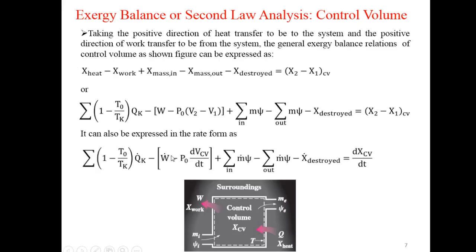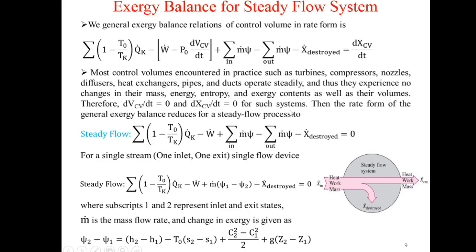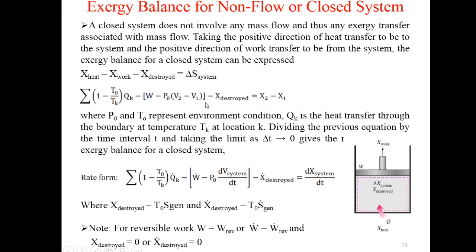In the case of a control volume, you can see this is the control volume. When there is no mass involved, as in a closed system, this quantity and this quantity will be eliminated. So we get this one, X2 minus X1. This is for the system, where P naught and T naught represent environmental conditions, the pressure and temperature of the environment, and Qk is the heat transfer through the boundary at temperature Tk at location k. This represents the location.